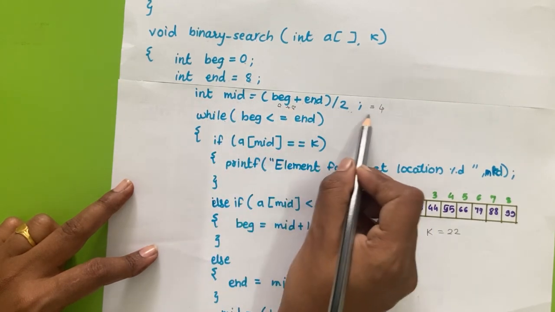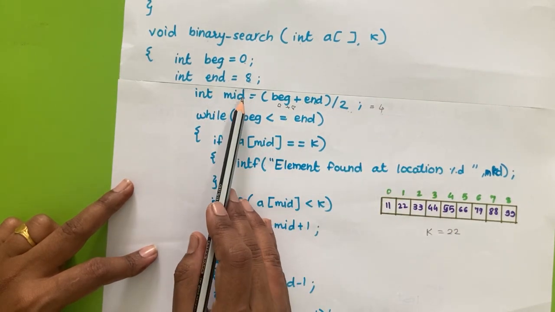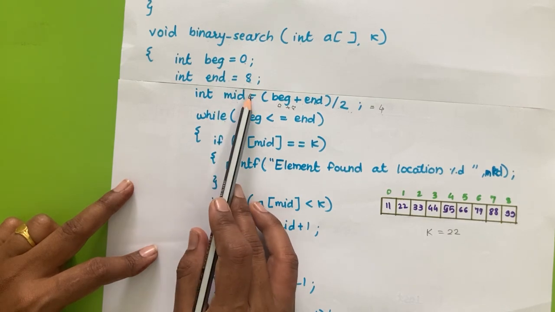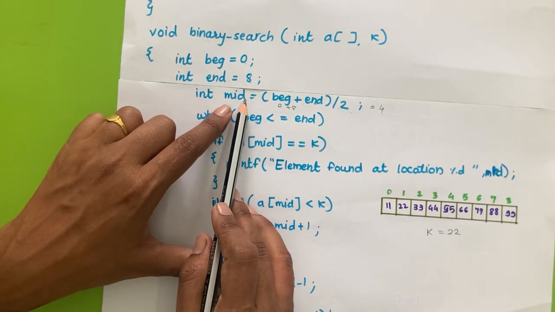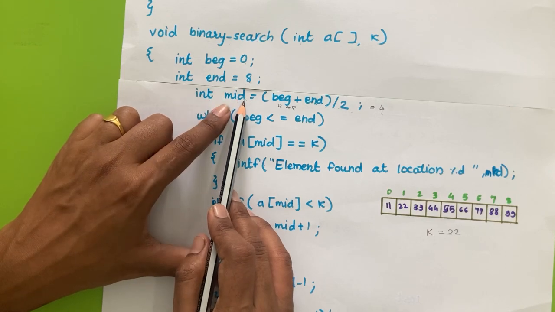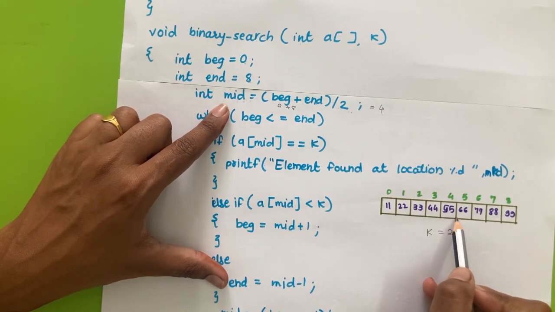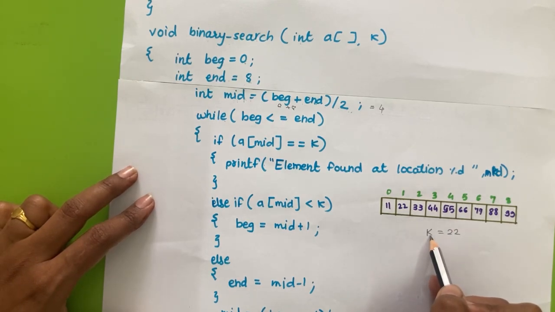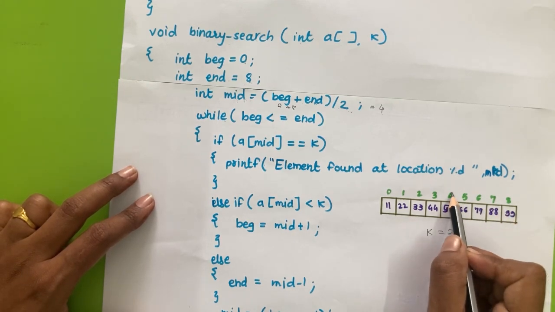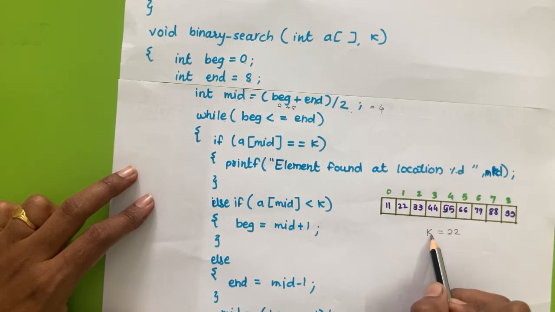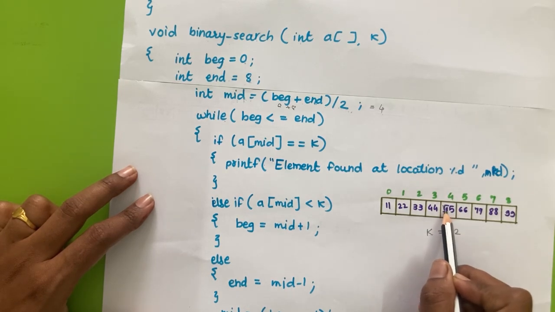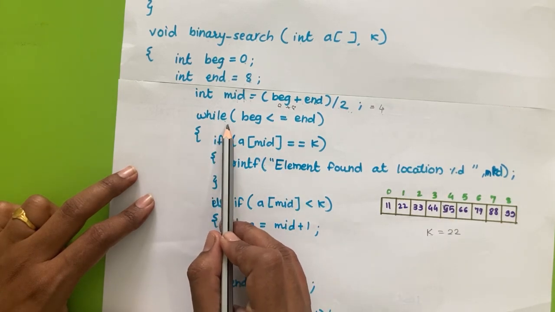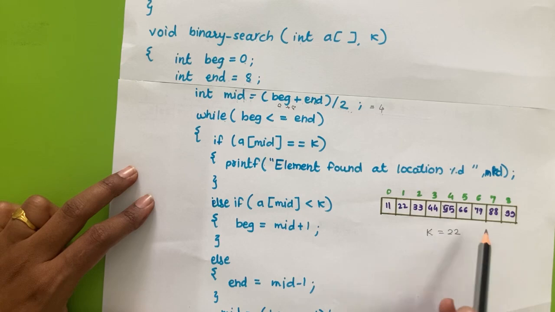So the value of mid is equal to 4, and here mid will act as an index, not the middle element. The element present at the index mid will give the middle element with which we will compare the value of K. Okay, so at location 4 we have element 55, that is the middle element. So first we have to compare with the middle element.